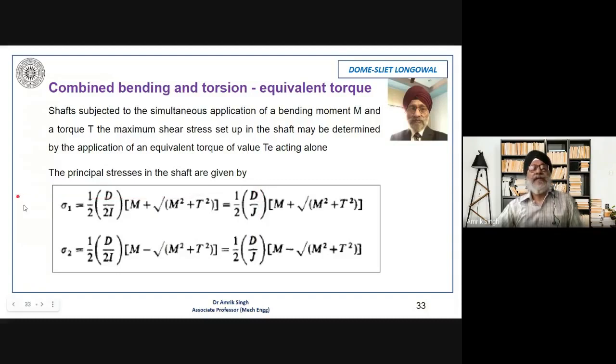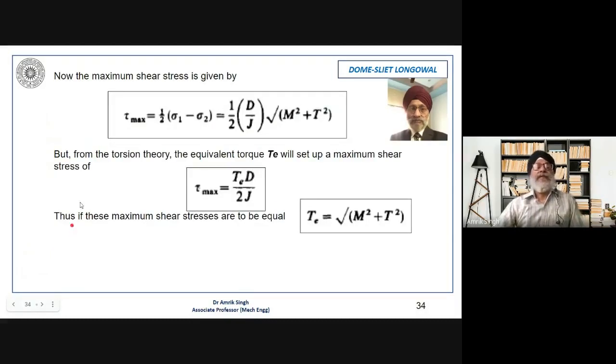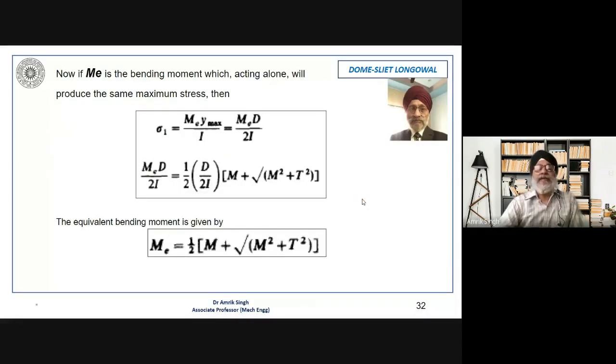Okay, this is clear because we put in the value of the principal stress. So what will be the maximum shear stress? You know that tau max is equal to half of sigma 1 minus sigma 2. When you calculate this, it will come to this. By formula, tau max is equal to tau equivalent D upon J, as we have just calculated. If you compare, T equivalent is equal to the square root of M squared plus T squared. So this will be the equivalent torque which will be produced, and this will be the equivalent bending moment which the shaft will carry. Okay.